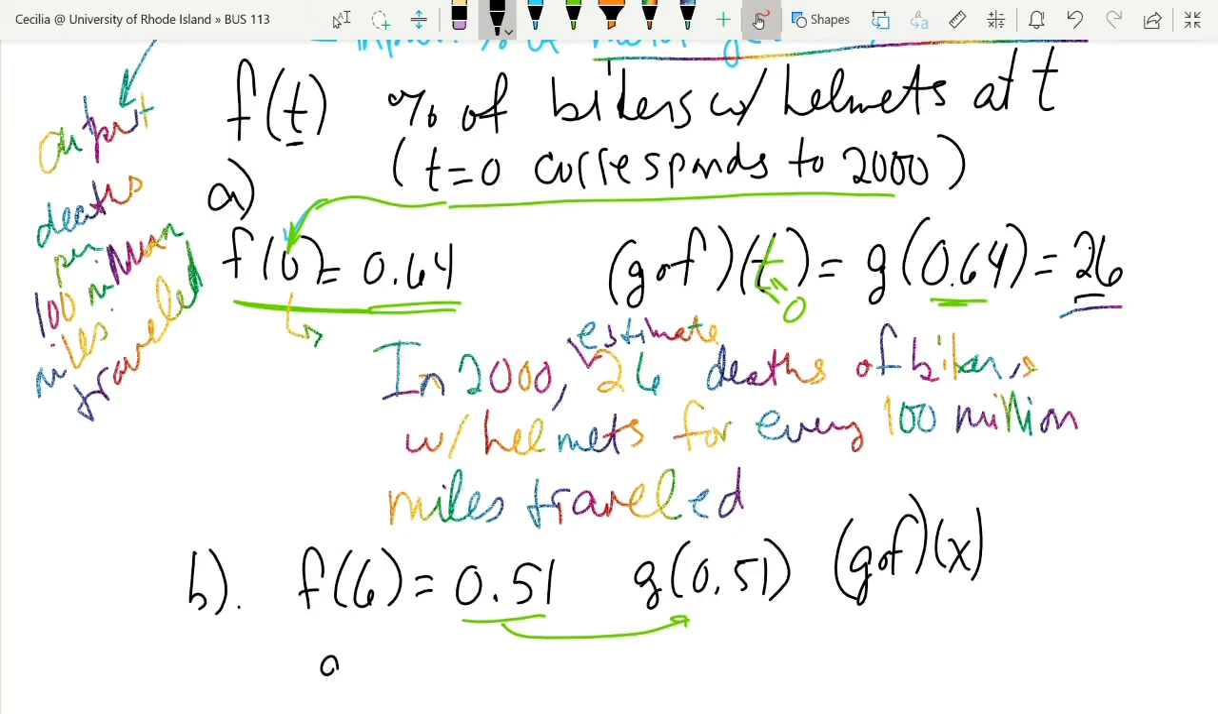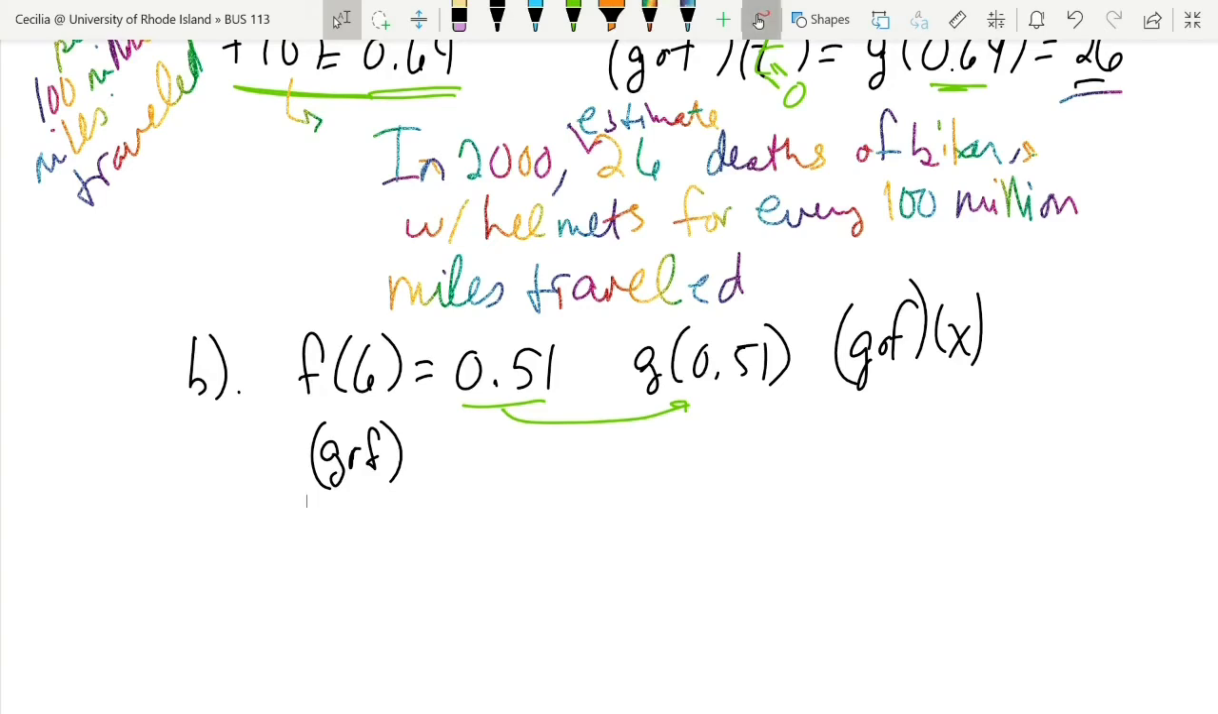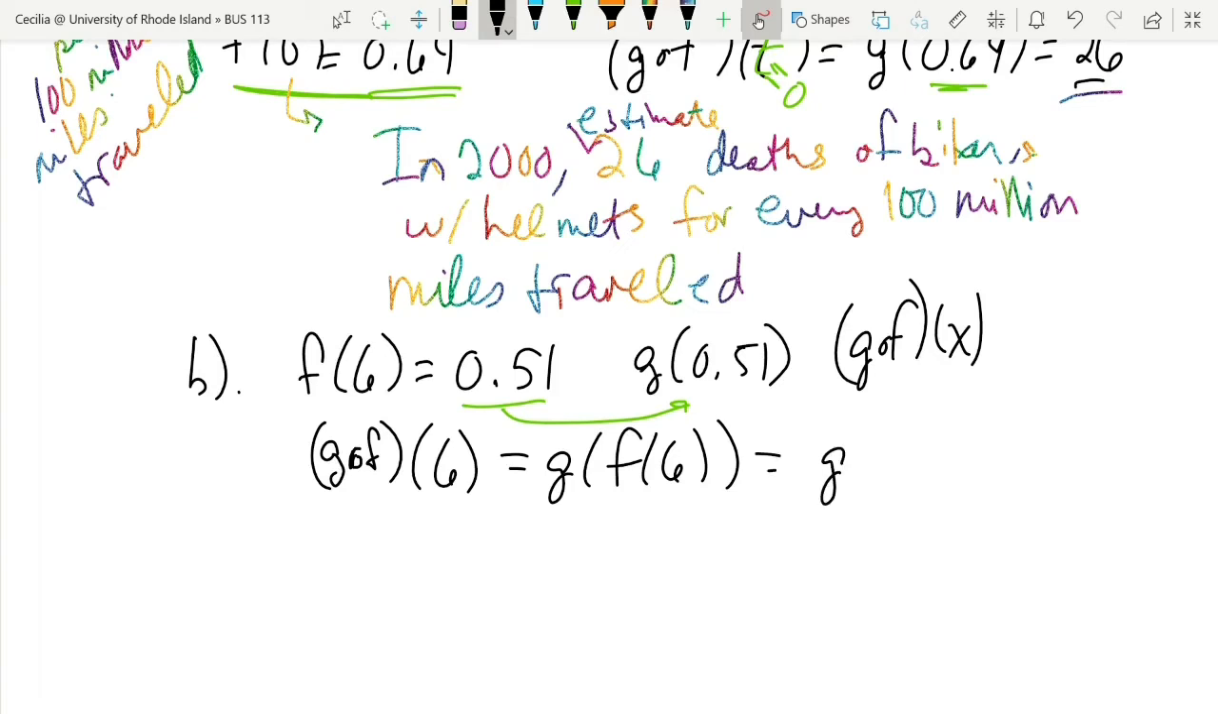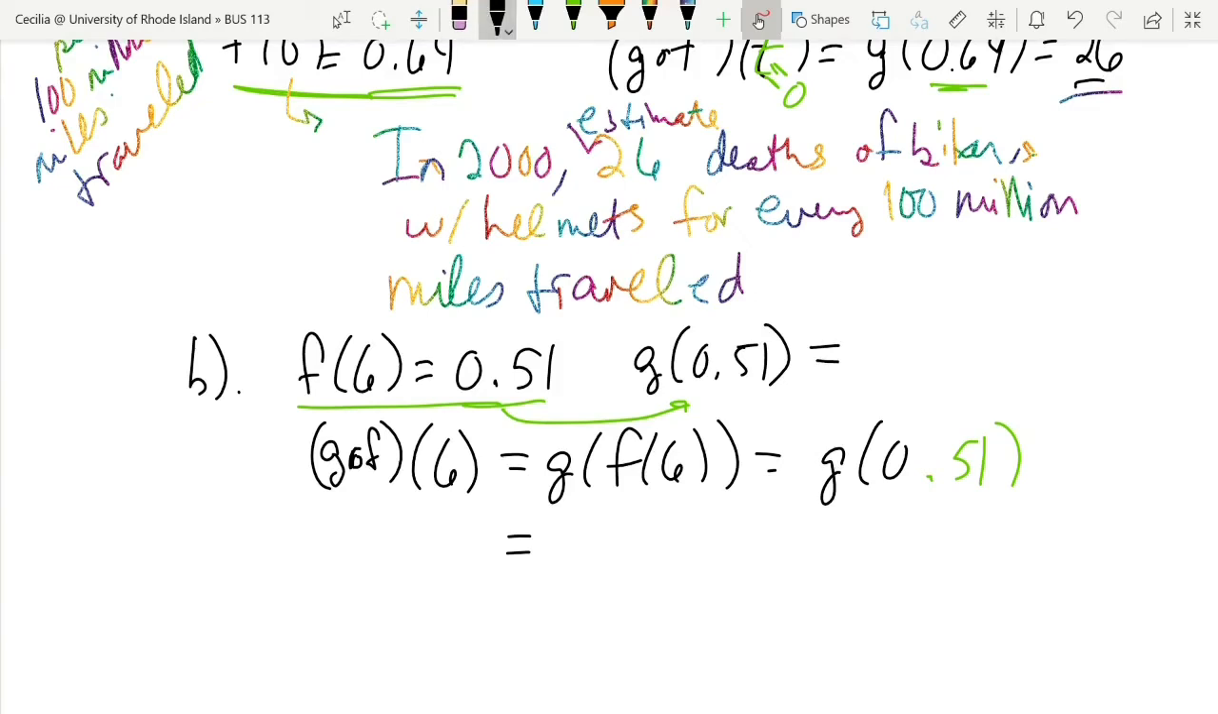So we're going to say that G circle F at time 6 means we're going to do G of F of 6. Well, F of 6 is 0.51, so that's G, right? We're just going to use this to make G of 0.51. And then that is going to equal, sorry, we were told this earlier. That's what I meant to write, that this is equal to 42. So now we say, okay, G of 0.51 is 42.